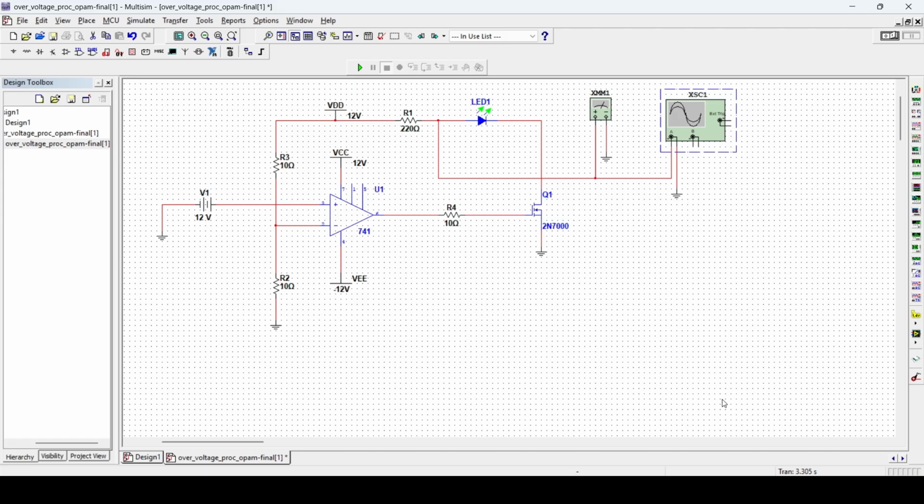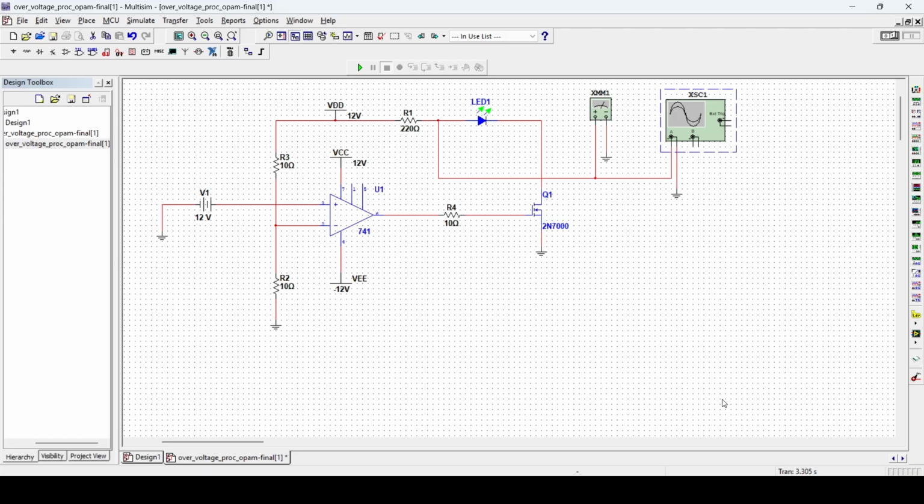So the basic working principle is that the main component here is the op-amp used as a comparator. It compares the input voltage with the reference voltage. If the input voltage is below the reference, the load works normally. But if the input voltage crosses the reference, the op-amp output changes and disconnects the load. This prevents damage from high voltage.